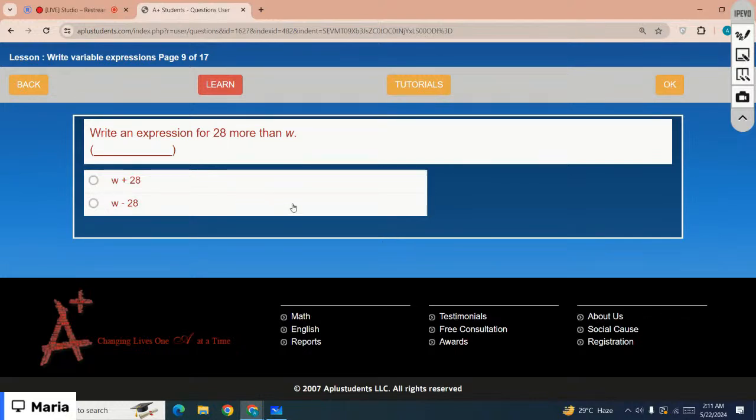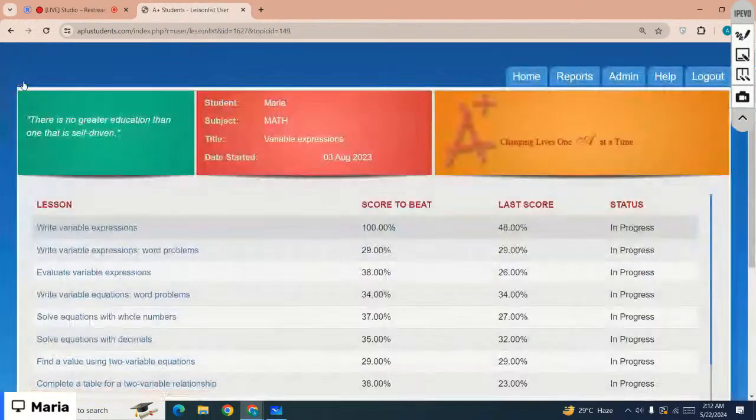The correct option is w plus 20. Okay, you can complete the lesson by yourself. Let me just move on to the next lesson, right? The next one is write variable expression word problems. Word problems you have to do on your own, right?